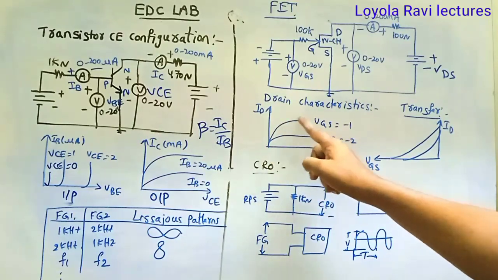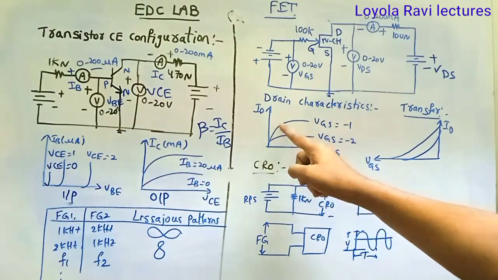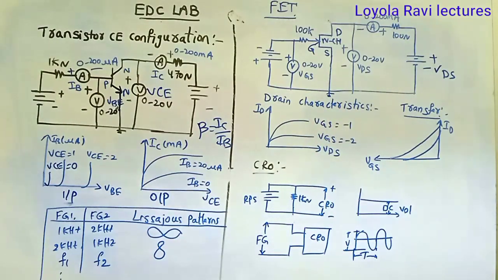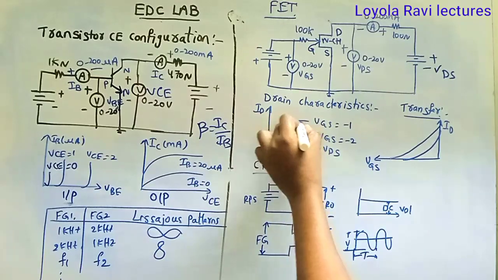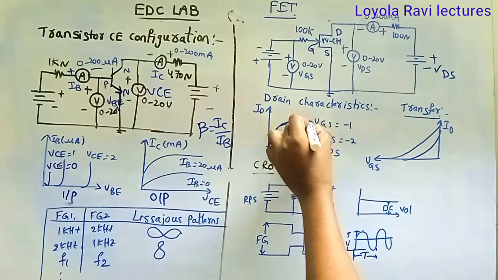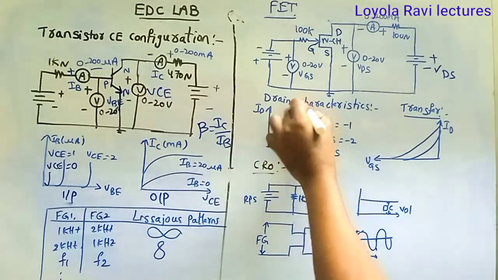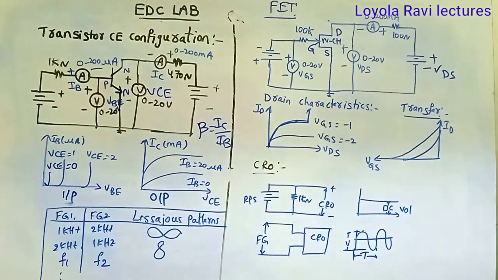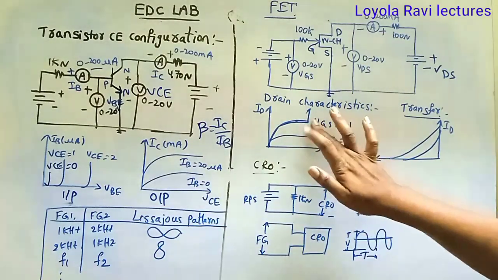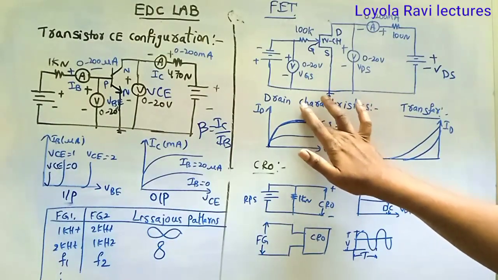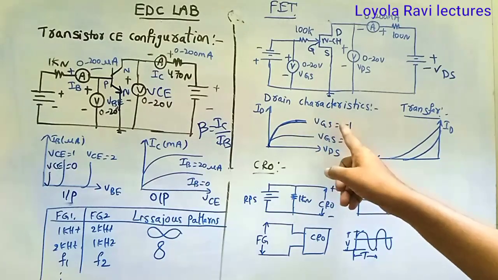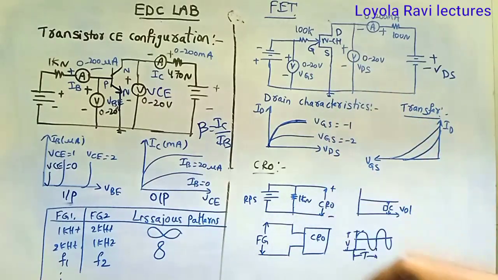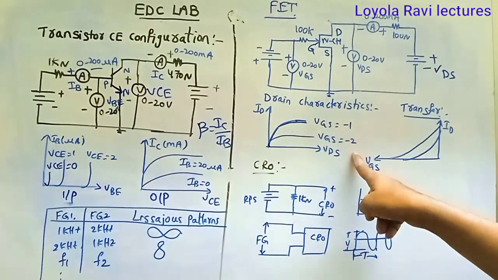The current increases and then slowly increases. This is the ohmic region and this is the pinch off region. After that you may get the saturation region. We are not operating up to the saturation region; up to here we are operating. If you operate up to saturation, the transistor may get damaged. So this is for VGS equal to -1. Similarly, you can repeat the same procedure for VGS equal to -2.